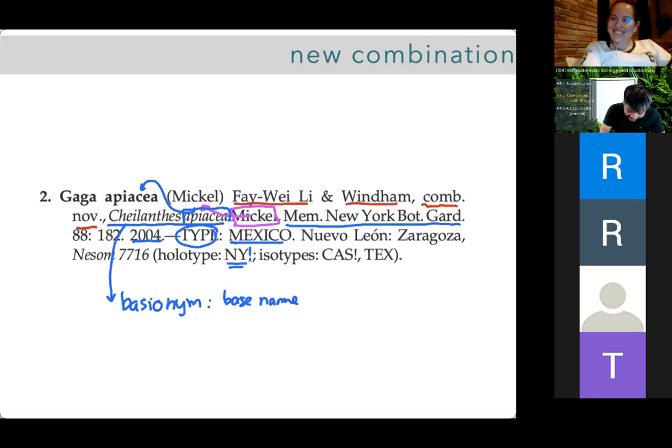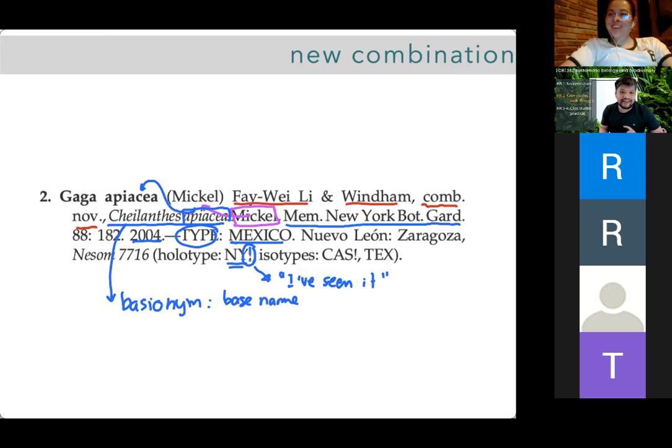So this is a shorthand. When you see the exclamation point, it means I've seen it. So Fairville went to New York and saw that specimen. That's why he said, I've seen it. So that's a short way. It's like a funny quote. I don't know who came up with that first. It's really funny. So he's seen a holotype in New York already. He confirmed that it belongs to Gaga. So I've seen it. Yeah.